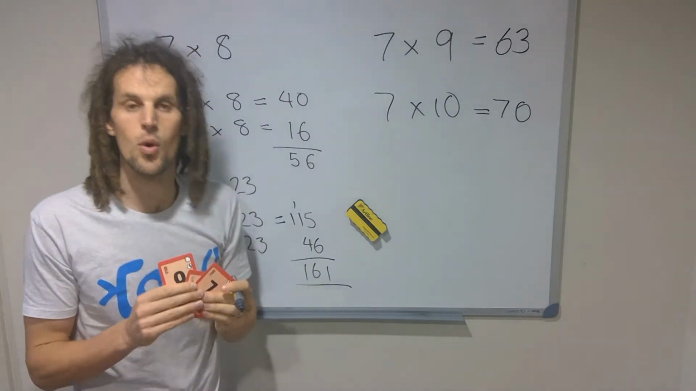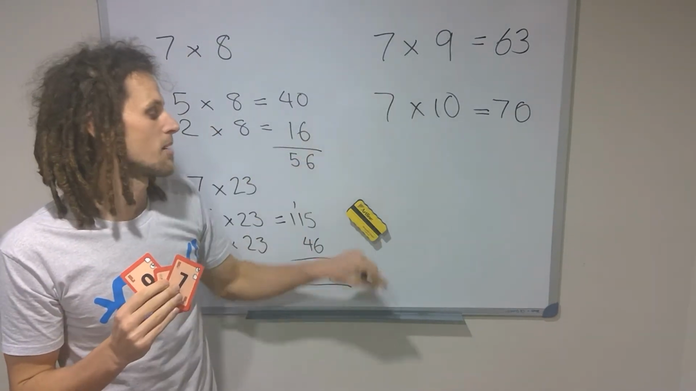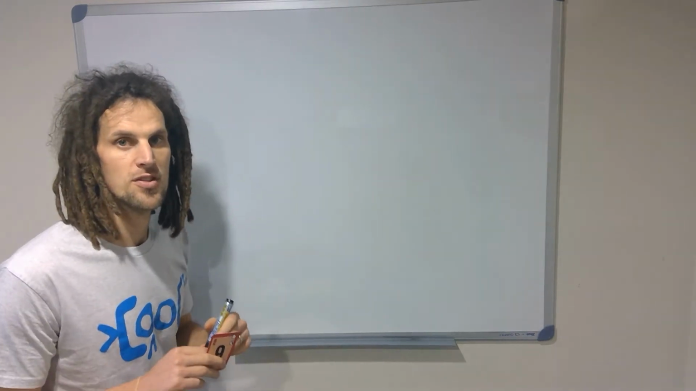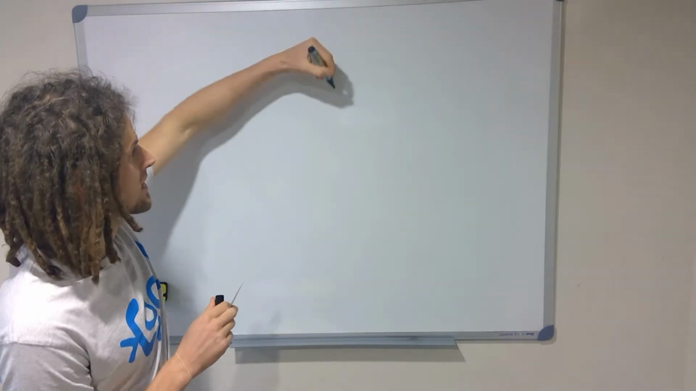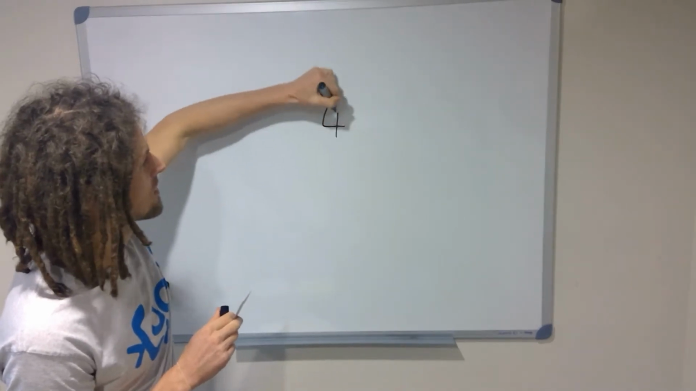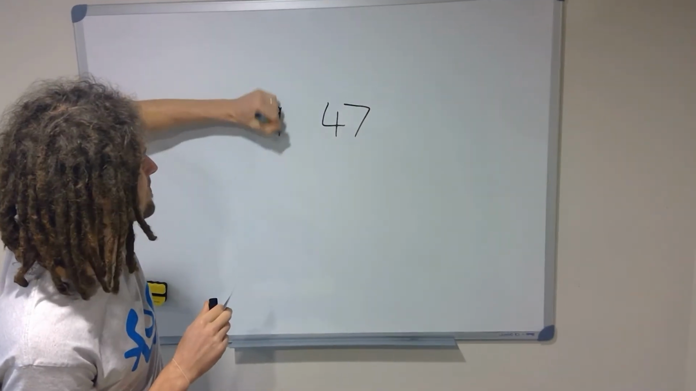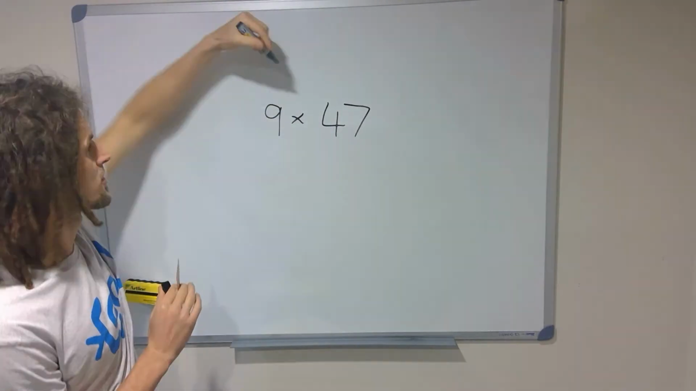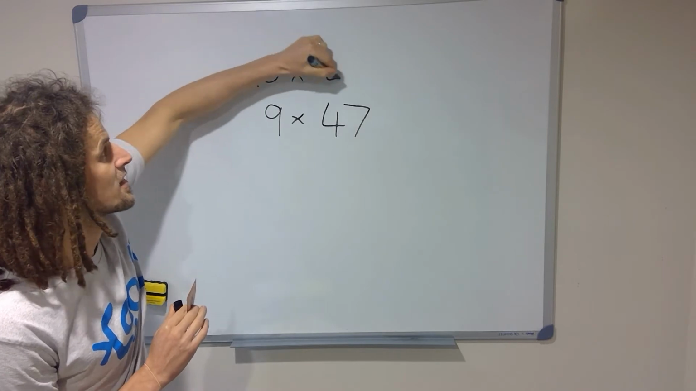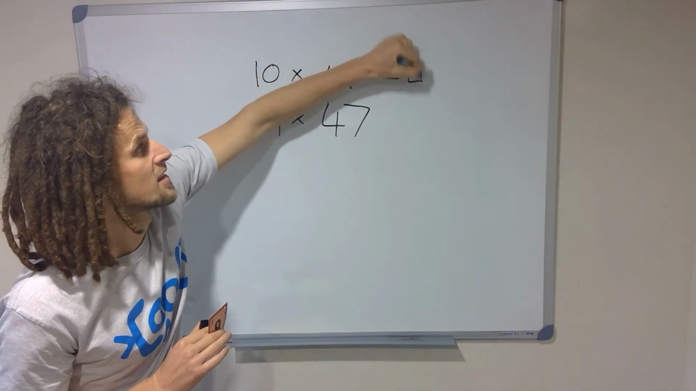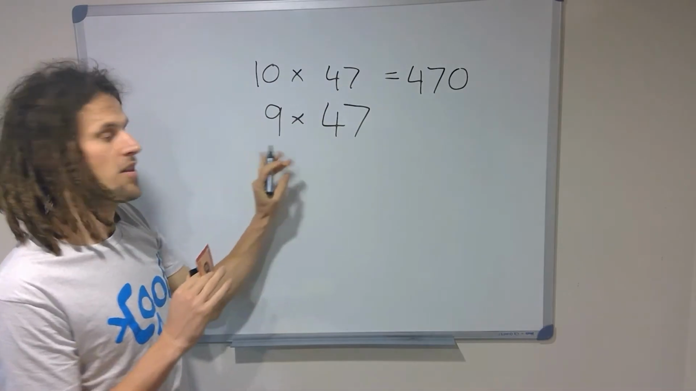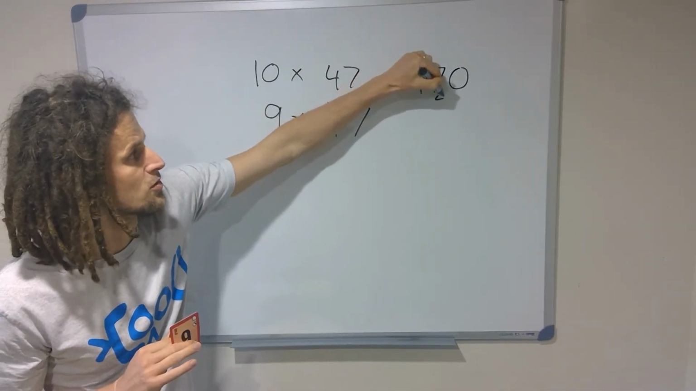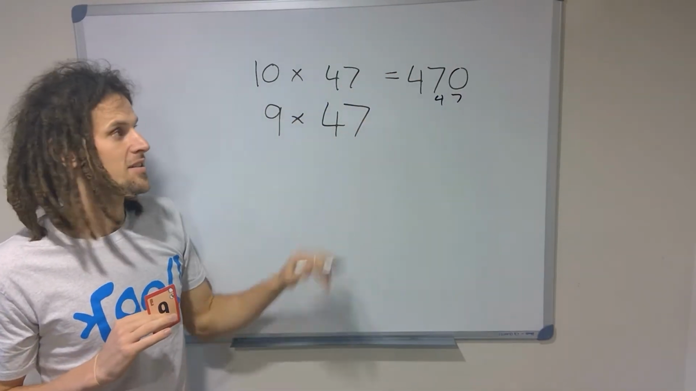And again, you can use this for anything when you're multiplying by 9. All right, we're going to try a bigger number to prove that this strategy transfers to multiplying anything by 9. So let's do 47 groups, or 9 groups of 47. We don't know how to do that, but we do know 10 groups of 47 is 470. And if we know that this is 1 lot of 47 less than that, we just have to subtract 47 there to get our answer.